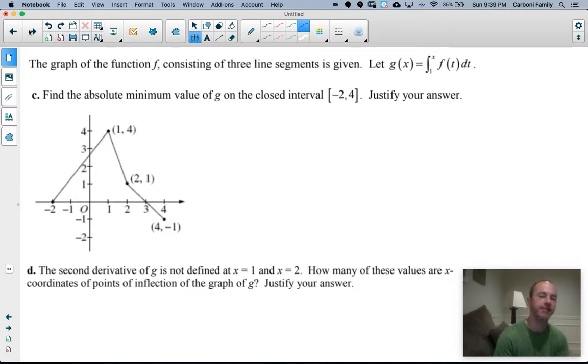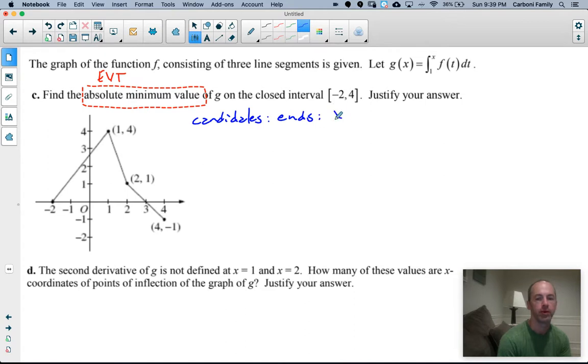Moving on to C, find the absolute minimum value of g from -2 to 4. And this one, this is a fundamental theorem question. However, they have thrown an extreme value theorem question in here. And so this is the extreme value theorem. And anytime you're looking for an absolute max or min on a closed interval, you have to consider your candidates. So my candidates are my endpoints, which are x equals -2 and 4, and your critical numbers, which are when the derivative, this is of g, not f.